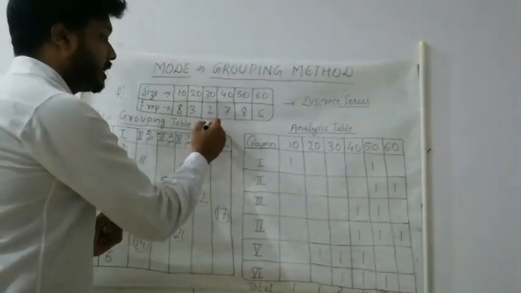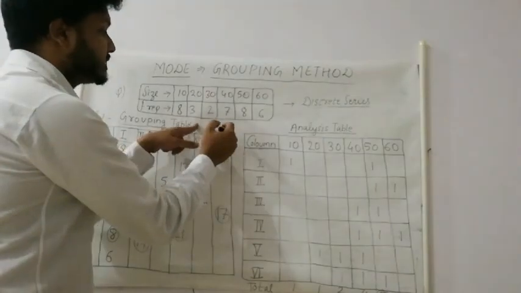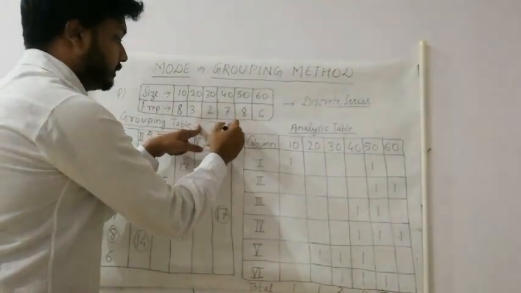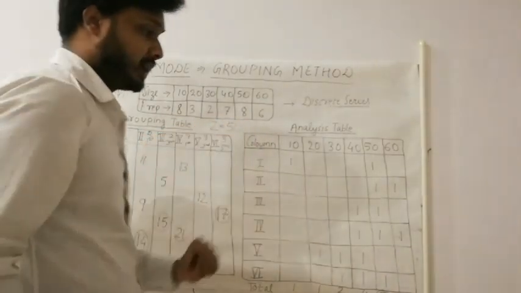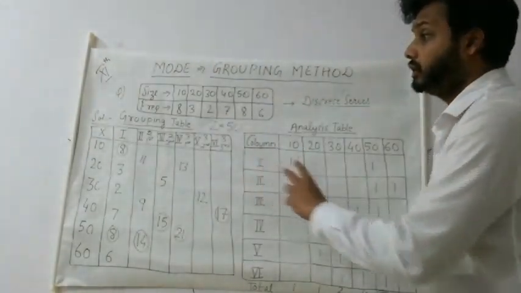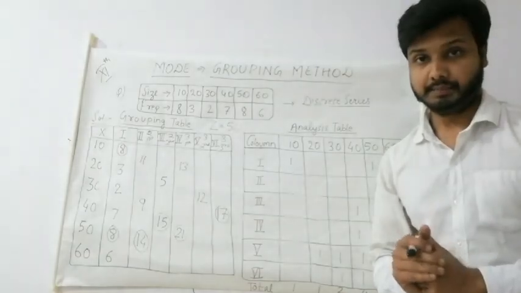That's why, students, for this particular question, our mode, represented by capital Z, will be 50. And this is your overall solution, how you will find the mode using the grouping table. Thank you.